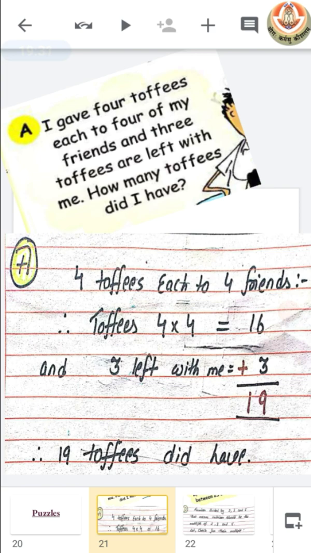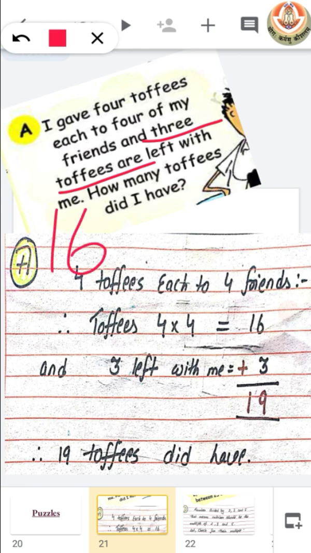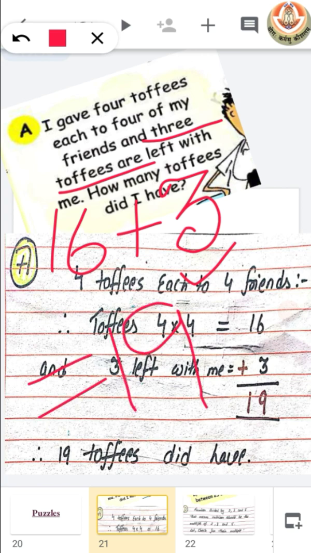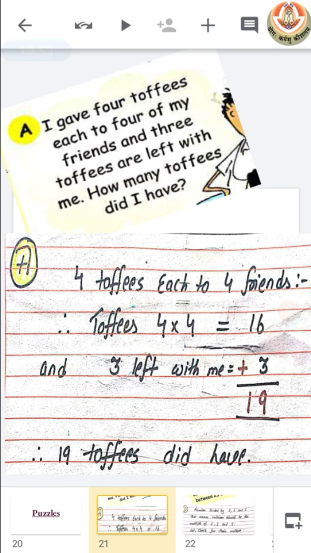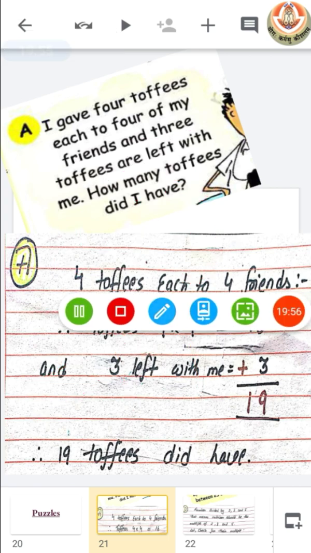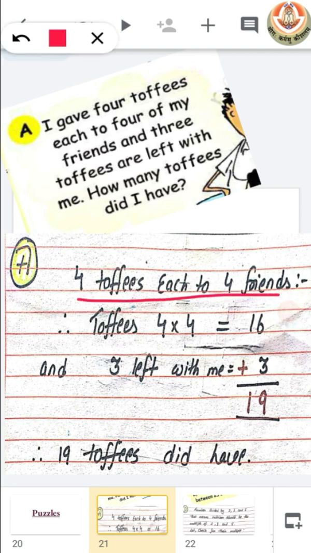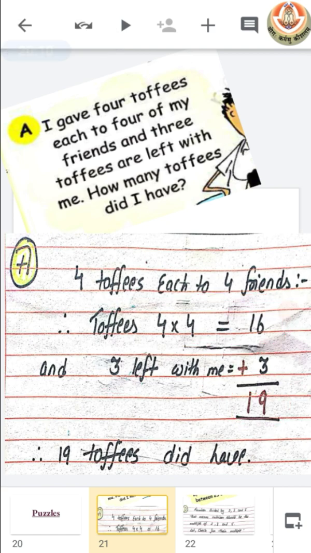And the further thing is, after that 3 toffees are left with me. Means after distributing 16 toffees, he has 3 toffees with himself. So that means total how many toffees did he have? 19. So let's see how we can solve it more properly. So 4 toffees to 4 friends means 4 into 4, 16. And 3 left with him means 16 should be added with 3. So we get 19.